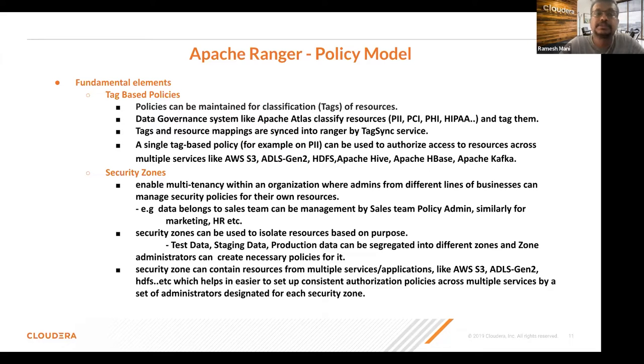And the next element is tag-based policies. All these elements that we saw revolve around the resources. Now, what tag-based policies do is classify the resources. Actually, the classification is normally done by a data governance system like Atlas or any other data governance system where you classify this data.